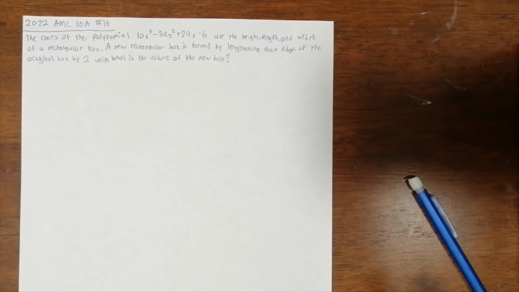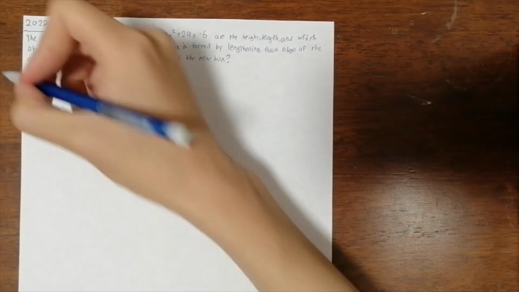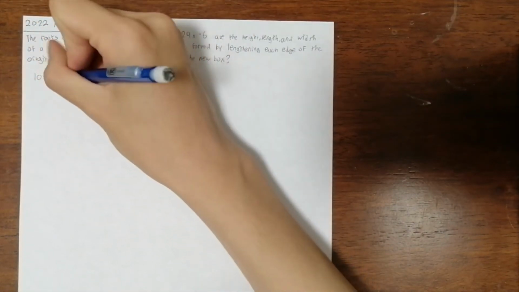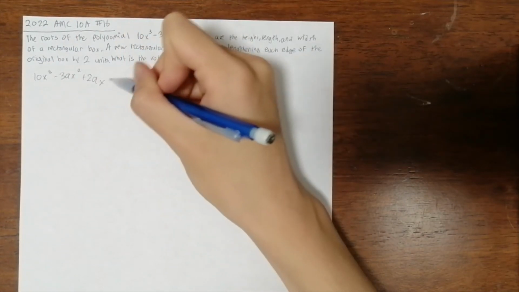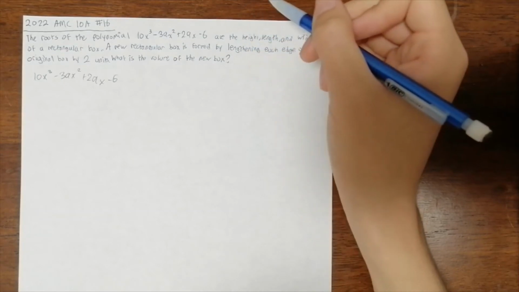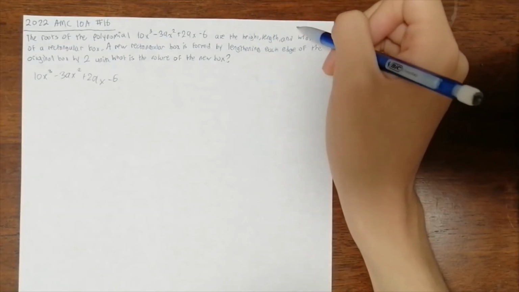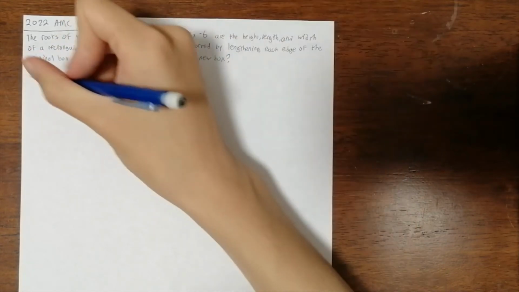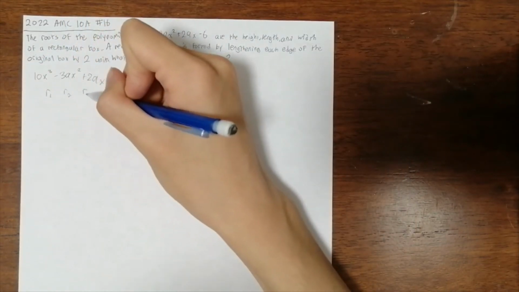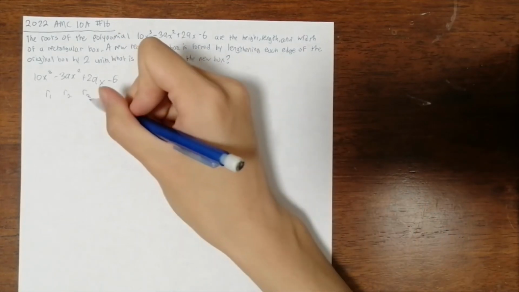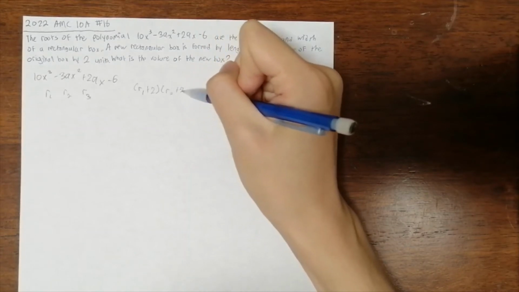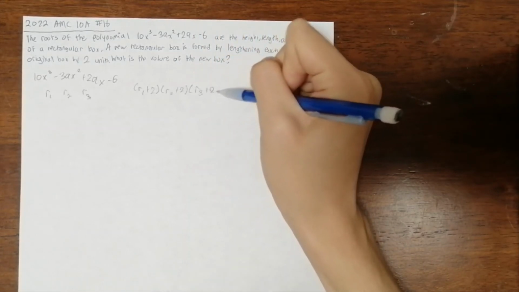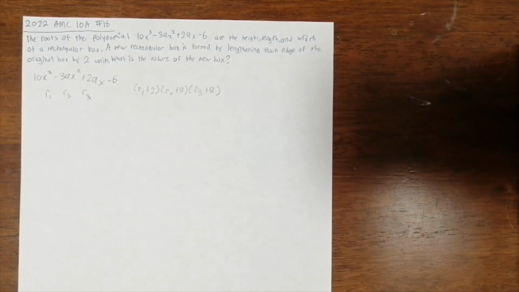Okay, so let's just simplify the problem. We have the polynomial 10x cubed minus 39x squared plus 29x minus 6, and we're given that the roots are the height, length, and width of a rectangular box. So let's say the roots are R1, R2, and R3. What the problem is asking us to find is (R1 plus 2)(R2 plus 2)(R3 plus 2), because the volume of a rectangular box is just the product of each of its dimensions.